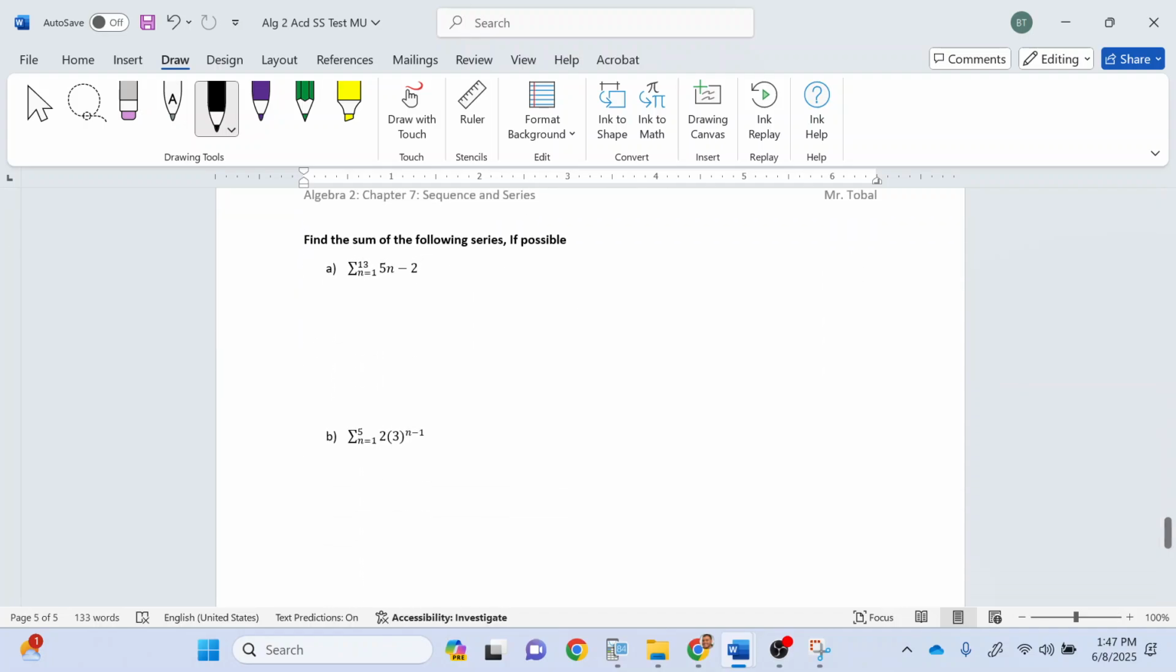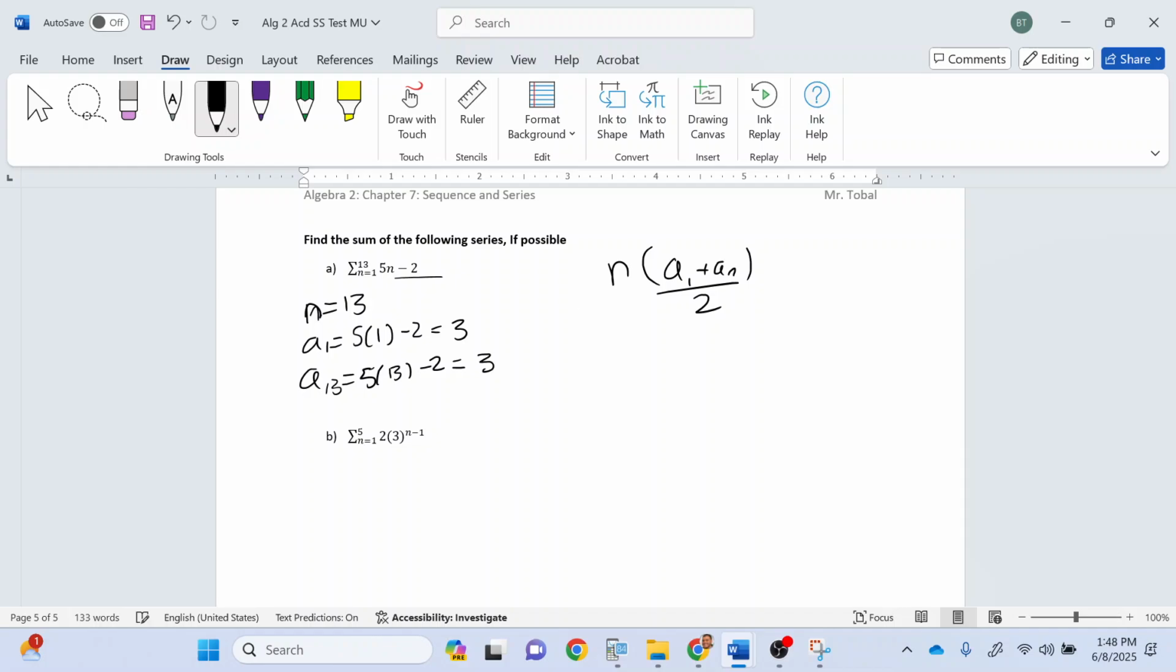All right, find the following sum. So this is an arithmetic sequence, where the formula is A1 plus AN divided by 2, all times how many terms you're doing, N. So in this case, N is 13, because I'm doing 13 steps. A1 is whenever I plug 1 into the equation, so 5 times 1 minus 2, that's 3. And then AN, or A13 in this case, is going to be 5 times 13 minus 2. 5 times 13 is obviously 65, so that's going to be 63.